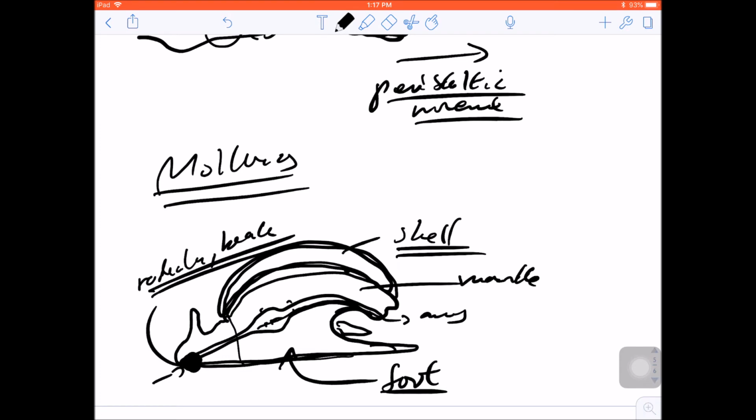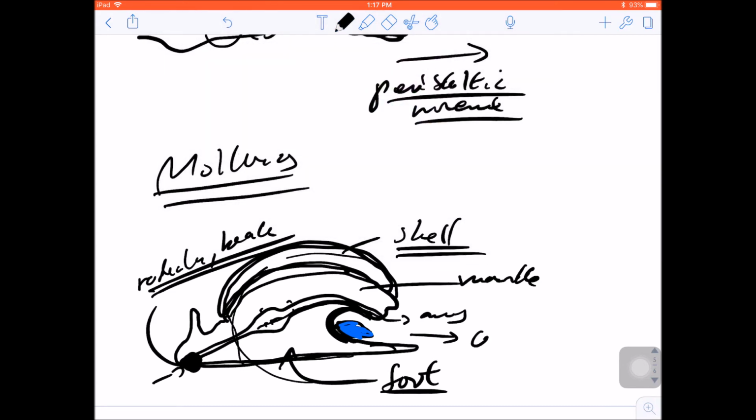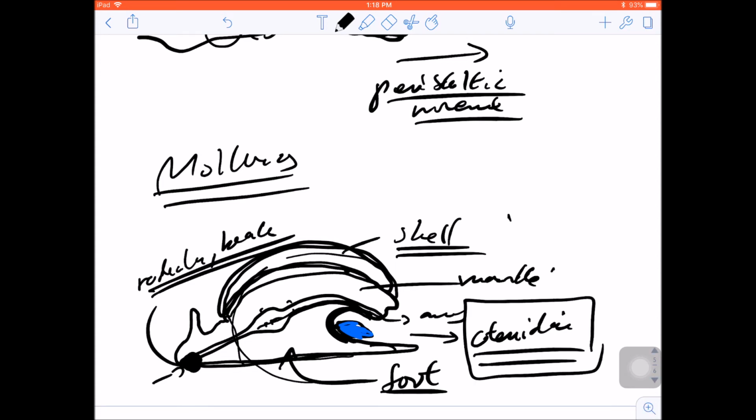And then within the mantle, remember the mantle is the main body mass, there is an opening that is open to the environment that has this leafy thing right here. We'll draw that in a different color. This leafy thing, that didn't work. Right here. That leafy thing is called the ctenidium. And that's the gill of the mollusk. Okay, so these are the shared features between all mollusks. This is a generalized mollusk right here.